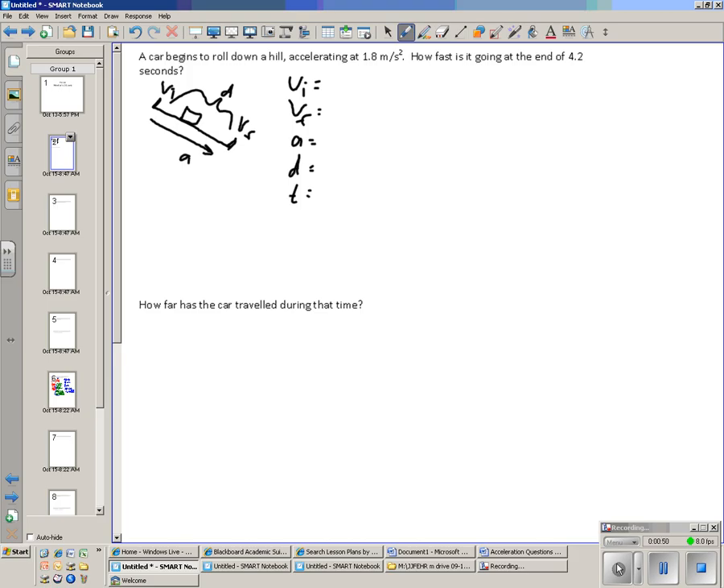The initial velocity, it's not actually given numerically, but it says it begins to roll down a hill. So that would imply I'm starting from rest, 0 meters per second. The final velocity is what I'm looking for. The acceleration is given as 1.8 meters per second squared. The displacement I'm not really interested in right now. As I can see, I'll need to solve for that later on. The time is 4.2 seconds.